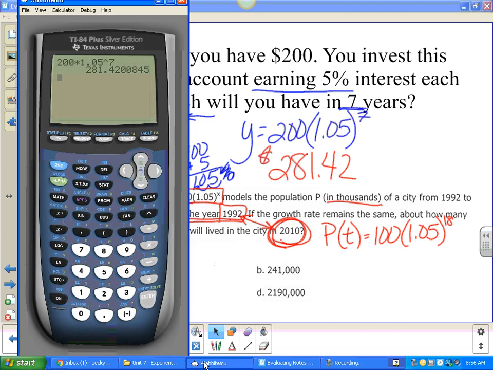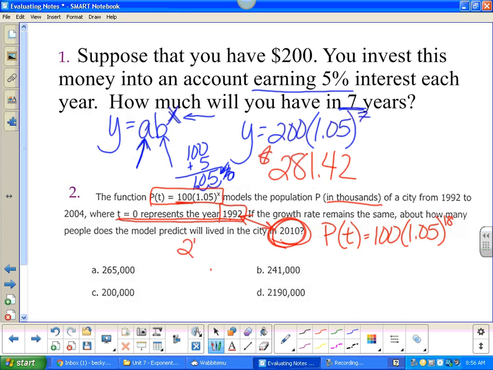So then I take my handy-dandy calculator and I do 100 times 1.05, again growing at 5%, to the 18th. And I have 240.662. So does this mean 240 people? No, remember this is in thousands. So this is 240,662 people. So then look at your answers. And 241,000 is going to be the closest.